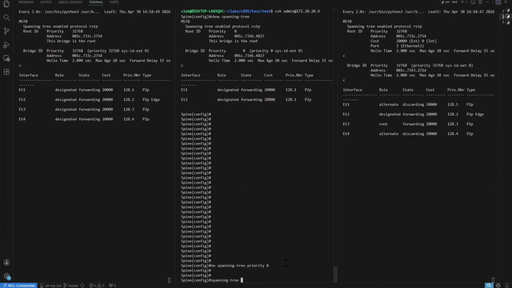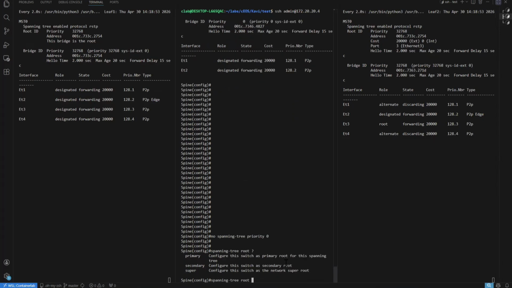I have another option, which is spanning-tree root. Arista has three options. I can configure a switch as a primary root, secondary root, or super root. We are going to configure all three and see the difference between them. First, let me start with secondary.